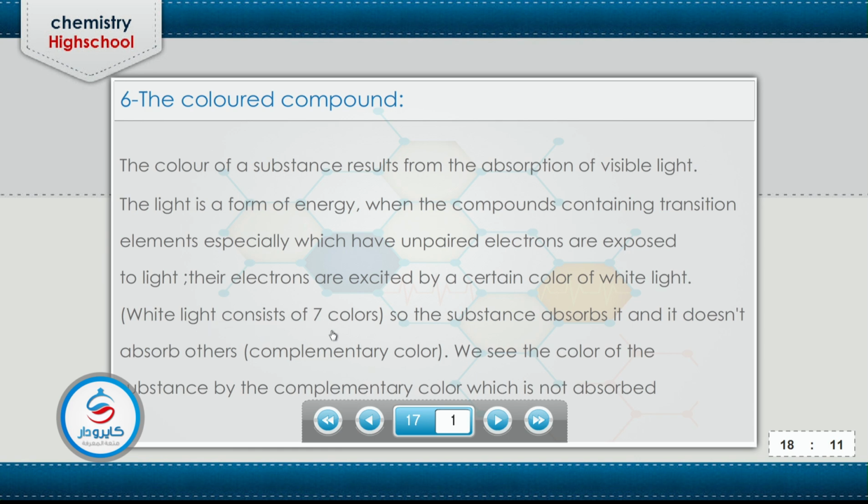White light consists of 7 colors. So the substance absorbs some and doesn't absorb others. The colors not absorbed are called complementary colors. We see the color of the substance by the complementary color, which is not absorbed.